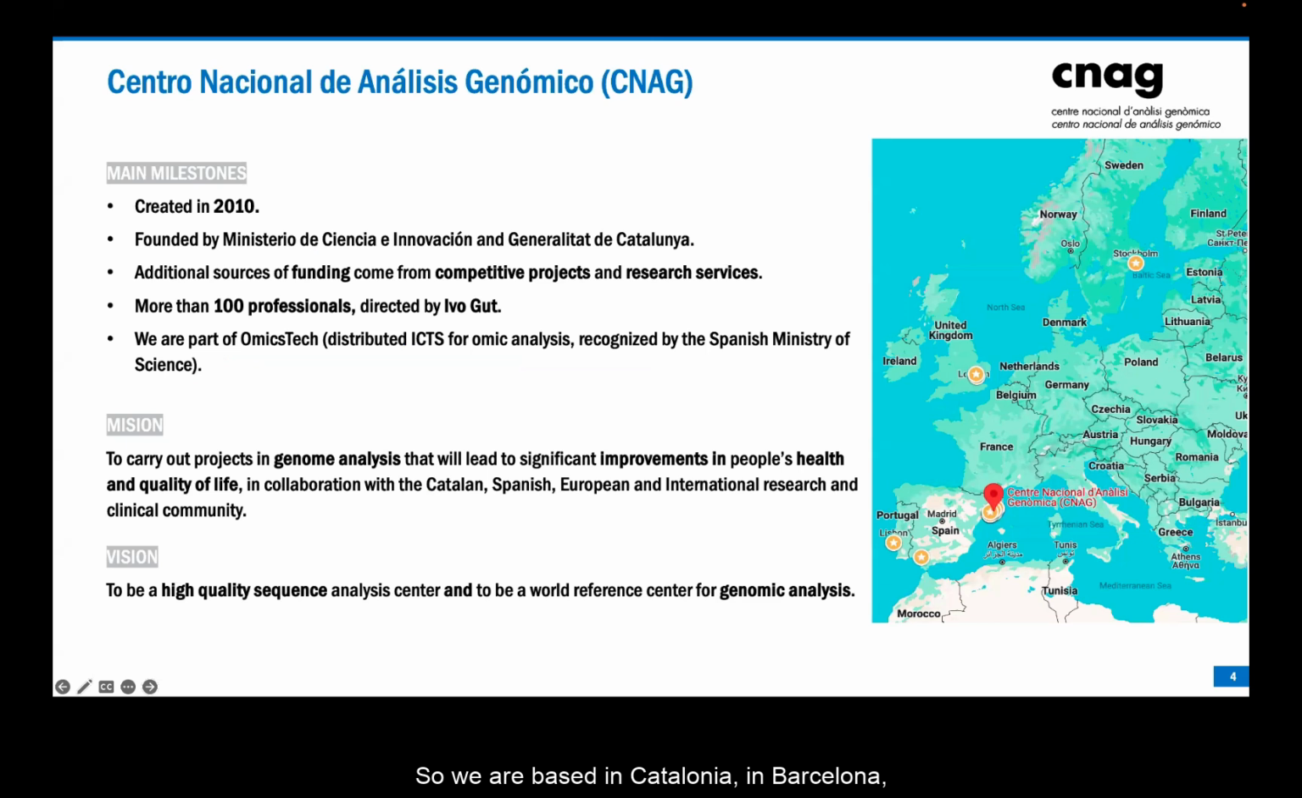We are based in Catalonia, in Barcelona, so a bit far from Sweden. The CNAG was created in 2010 by the central government of Spain and the local government of Catalonia to create an infrastructure for sequencing and enhanced genomics projects. We are nowadays more than 100 people working, and it's still growing. It's directed by Ivo Wood.